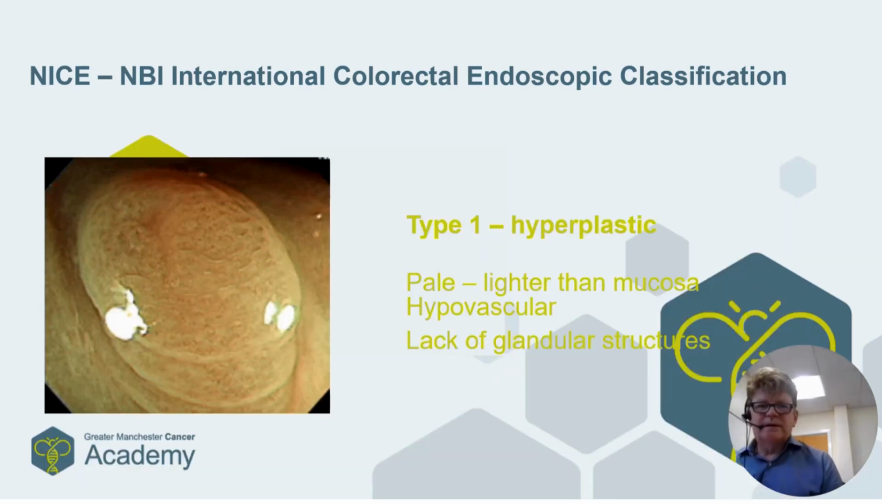To revise things over here, here is a type 1 hyperplastic polyp. It's paler than the surrounding mucosa. It's relatively hypovascular, and you don't see those glandular structures, so we haven't got those crypts surrounded by regular dark blood vessels as we see in the adenoma in a moment.